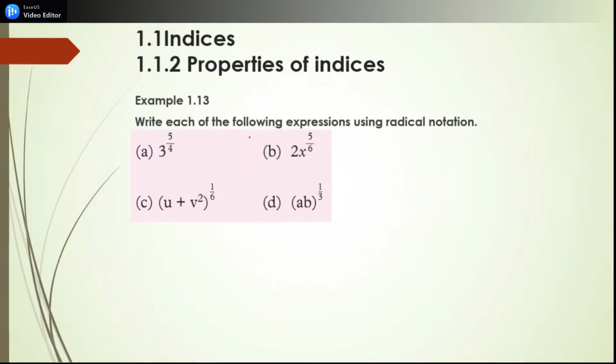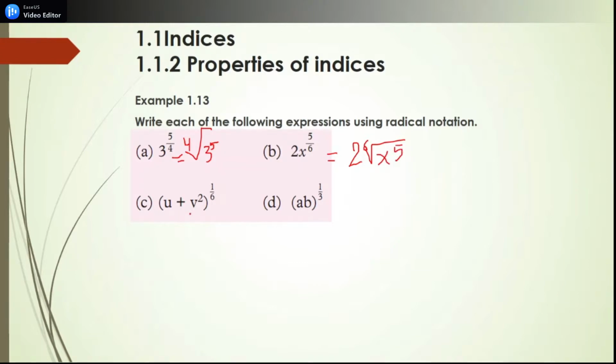The second one: write each of the following expressions using radical notation. This one can be written as the fourth root of 3 power 5. Here it can be written as 2 times x root 6, then x here power 5.